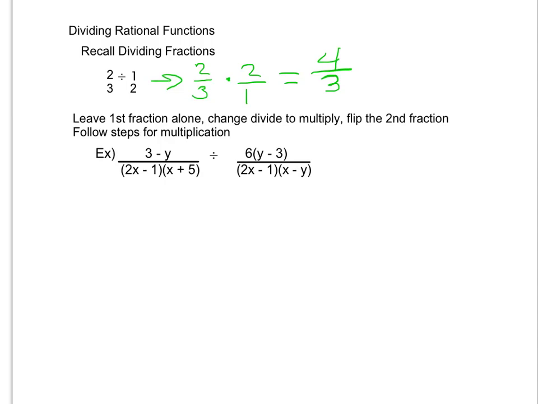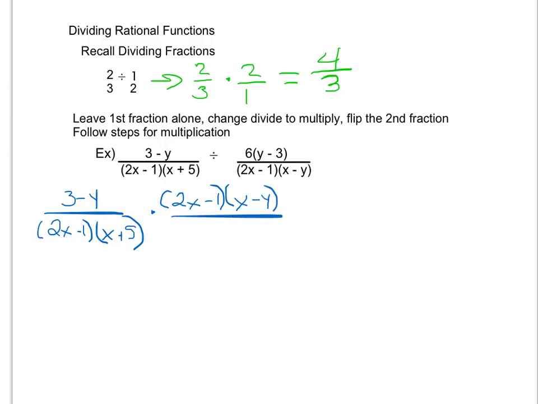So first thing I'm going to do is rewrite the first fraction, which is 3 minus y over 2x minus 1 times x plus 5. I'm going to change that division to multiplication, and I'm going to take the reciprocal or flip the second fraction. So 2x minus 1 times x minus y is now on top. 6 times y minus 3 is now on the bottom.